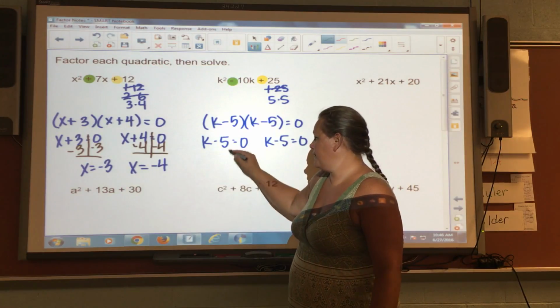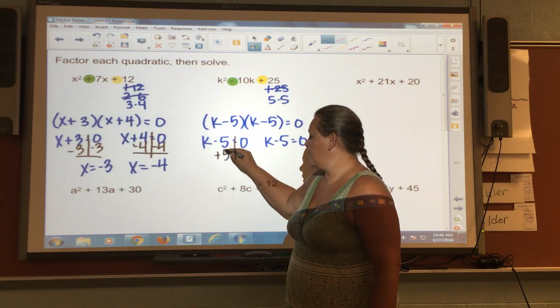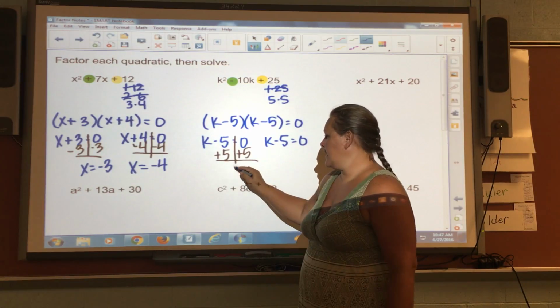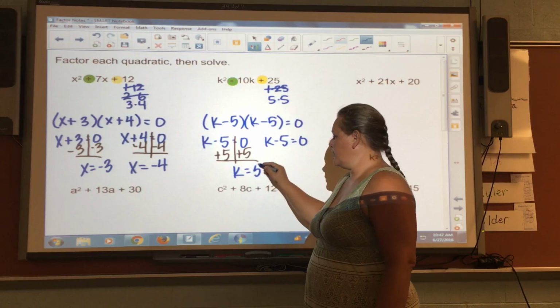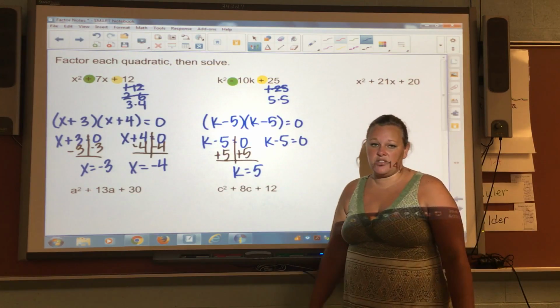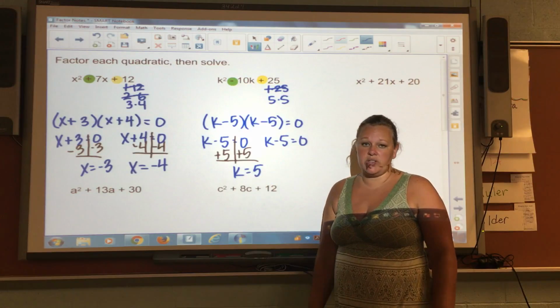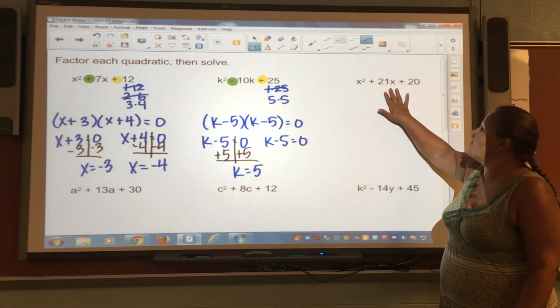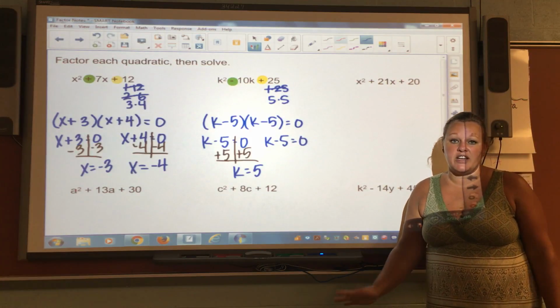And then solve. Add 5 to both sides. And I get k is equal to 5. And this one's exactly the same as that one, so we don't need to solve it again. This one only has that one solution. K is equal to 5. So I'll give you a minute. Write this one down, try to factor it and solve it.